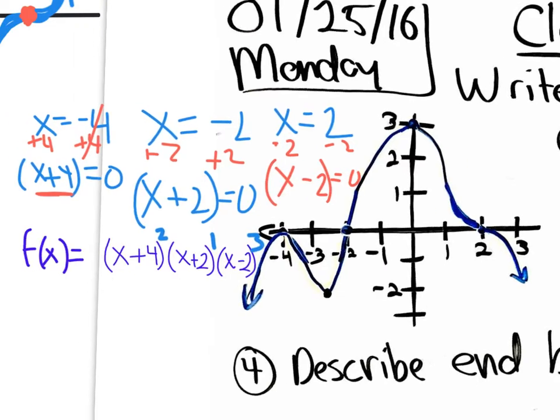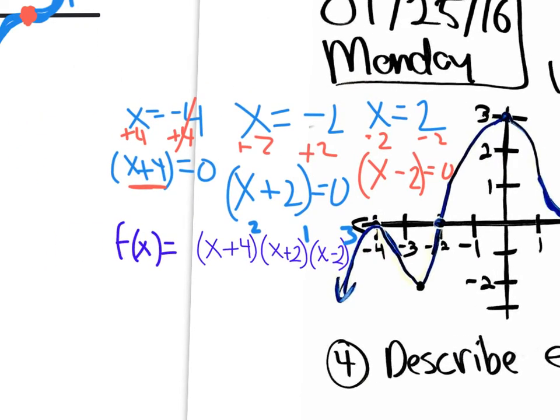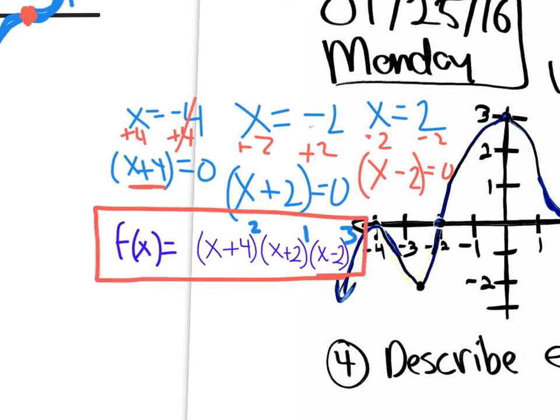So ladies and gentlemen, this is your answer, but it's missing one little thing. What is that answer missing? Again, let's mention the end behavior. We know that it's opening down, which means that the a value has to be negative. So we're going to throw a negative sign right in front of this function. So f of x equals negative (x plus 4) squared, (x plus 2) to the 1, and (x minus 2) to the third. That's your answer right there.